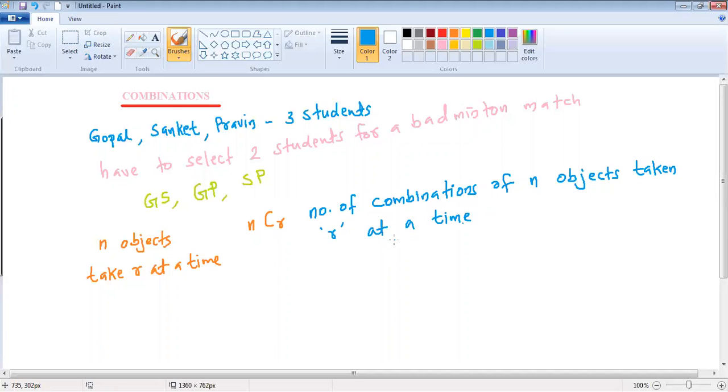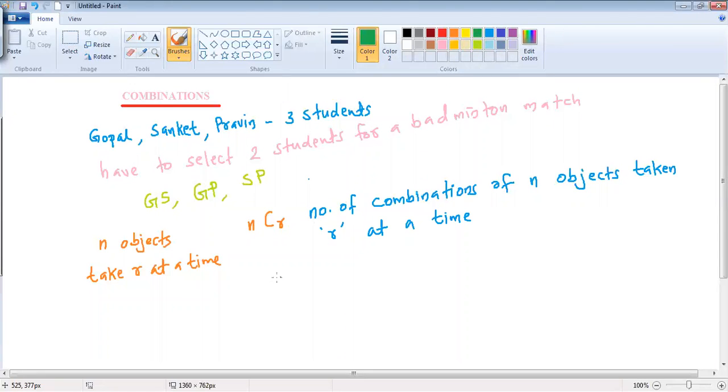See, there is no difference between permutation and combination. Both are arrangements, but the only difference is in permutation, the order is important. In combination, the order is not important. Out of these three students, if you are selecting two students as class captain and vice captain, the order is important, because Gopal is captain, Sanket is vice captain. It is one case. Sanket is captain, Gopal is vice captain. It is another case. So there the order is important. So while doing problems, you have to make sure whether the problem is of permutation or combinations. If the order matters, it is permutation. If the order doesn't matter, it is combination.